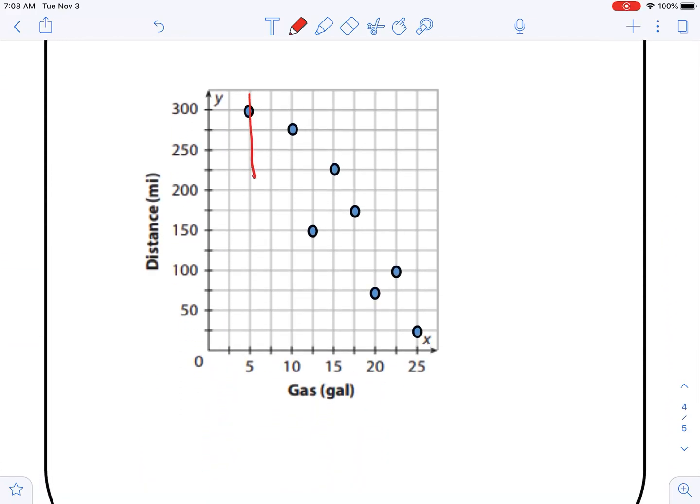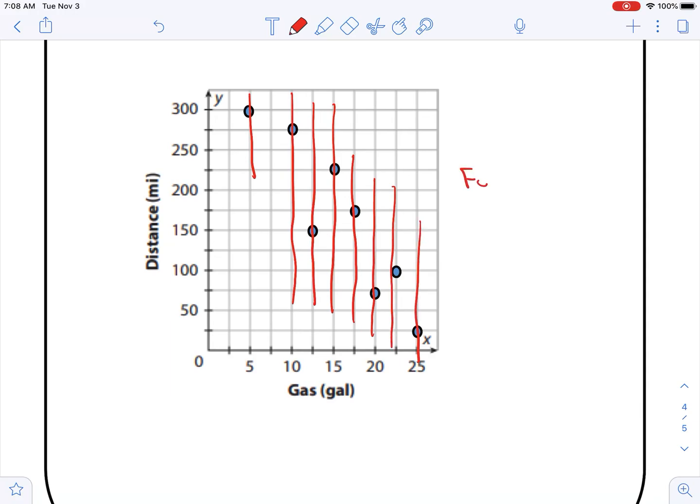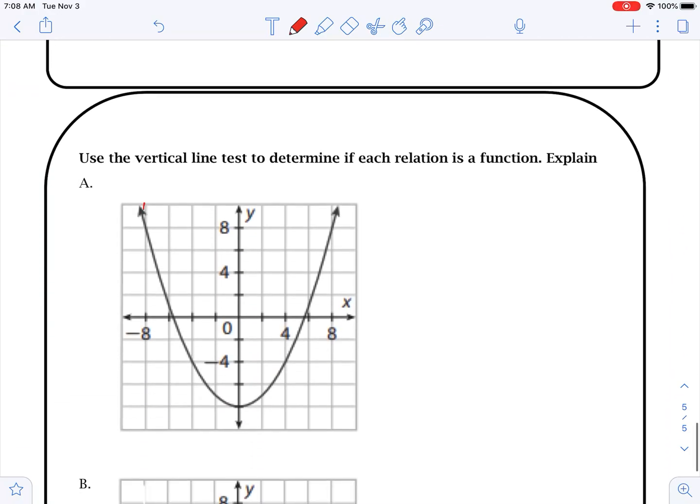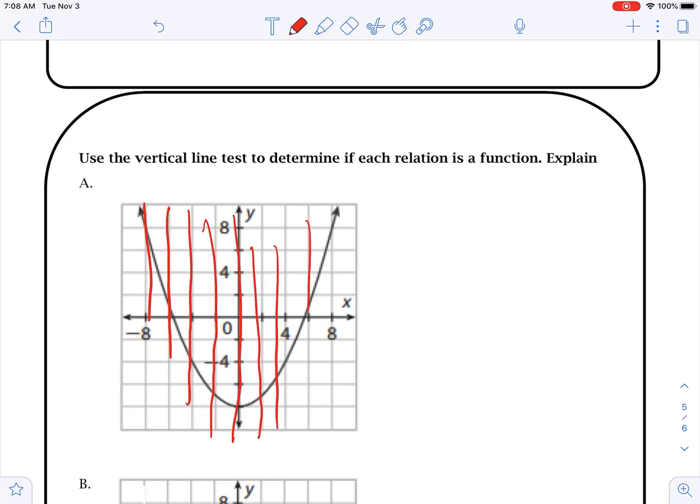So if I come through here, I draw my lines, and you can go all the way through. I can see that it's not hitting 2 points. So this would be a function. Now we have a graph, so I just draw vertical lines. If I were to draw a bunch of vertical lines, would any vertical line hit this graph twice? And the answer is no, it only hits once. It's hitting here, here, here, here, here. So it keeps hitting, but it's only hitting once. So this would be a function.